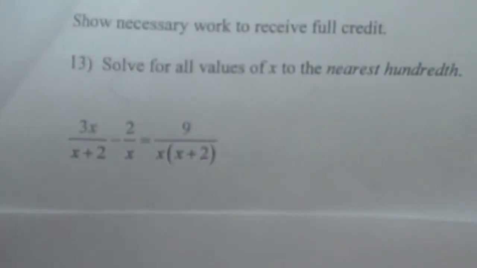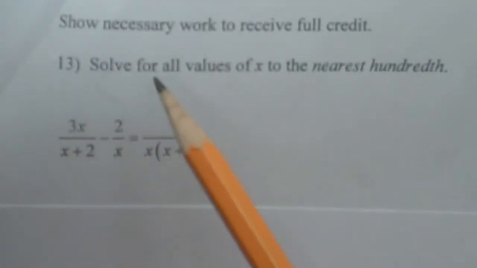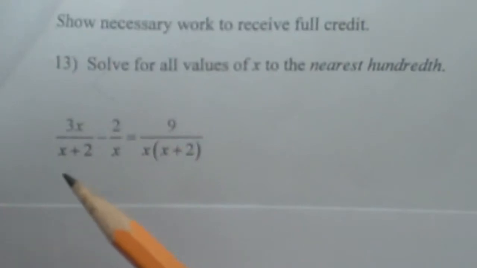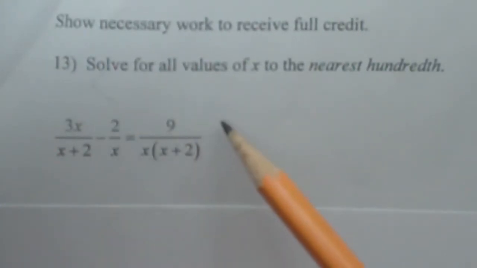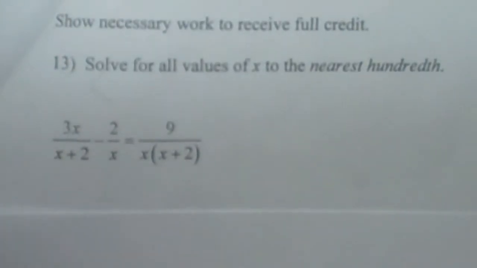This is number 13 from the first semester final exam. The problem says, solve for all values of x to the nearest hundredth. Here we have 3x over x plus 2 minus 2 over x equals 9 over x times the quantity x plus 2. Okay, let's do this problem here.